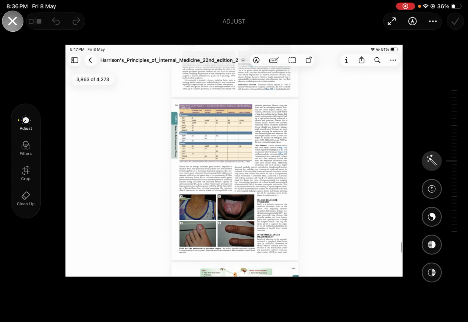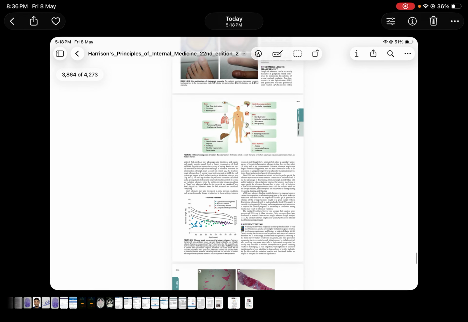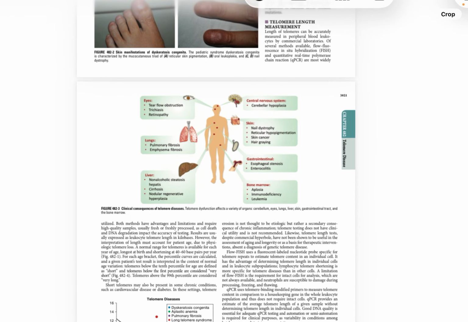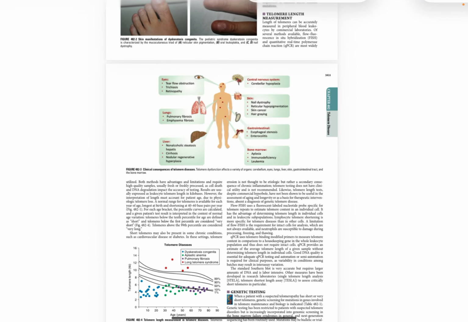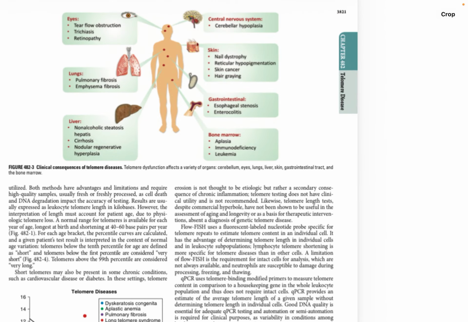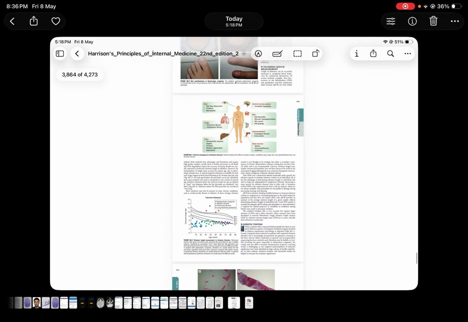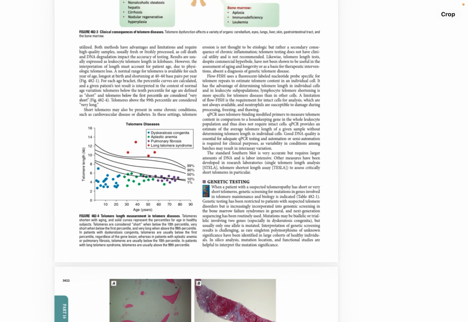Coming to the last second page of Harrison's, whatever I have told is here. It is associated with retinopathy and all those things, gastrointestinal with enterocolitis, skin, central nervous system, hypoplasia of the cerebellum, bone marrow also told, liver also I have told. So this is what you have to know.